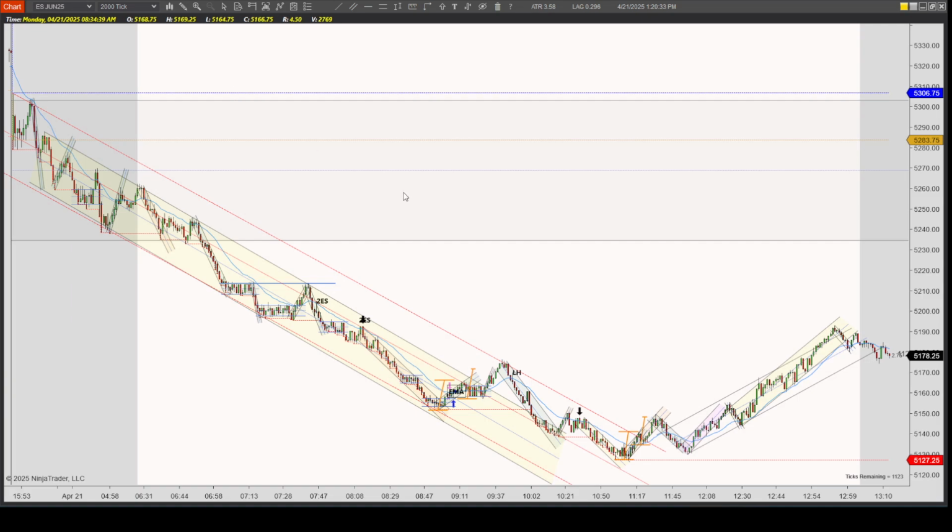April 21st, 2025. This is the S&P 500 E-mini futures on a 2000 tick chart using NinjaTrader 8. This is what the chart looked like today. Looked like there was a big sell-off.